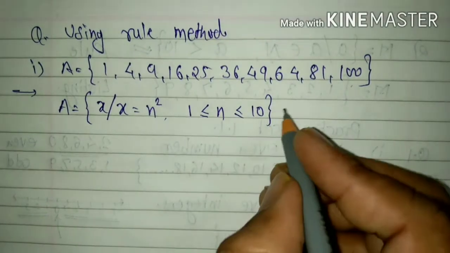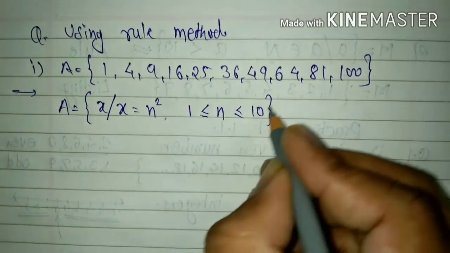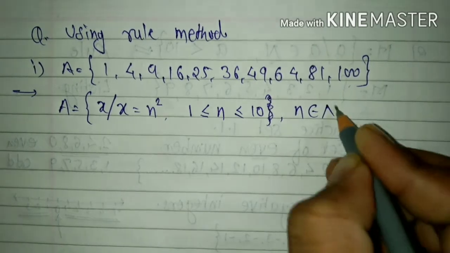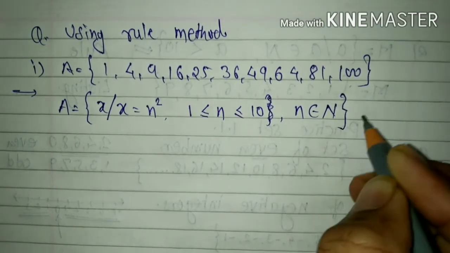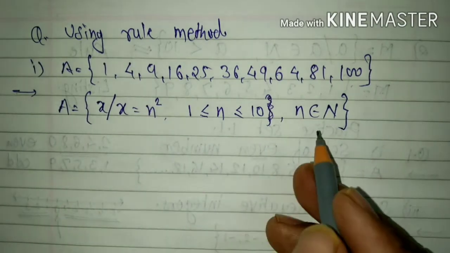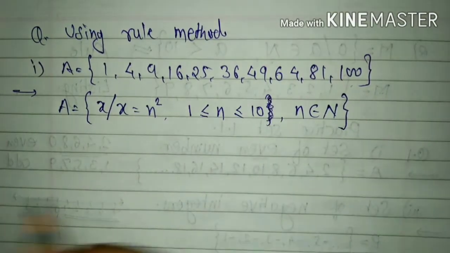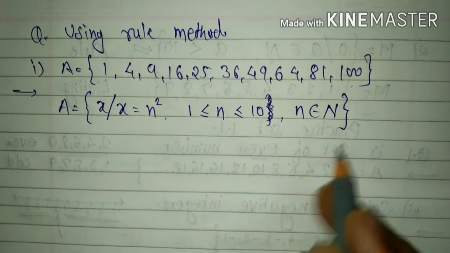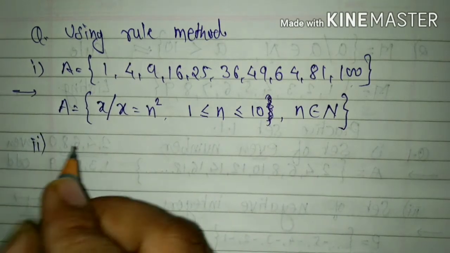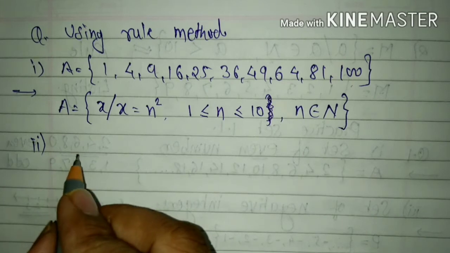Okay, and one more thing is there, n belongs to natural number, because if we take real numbers, then points between 1 to 10 would also come in, so n belongs to natural number. So this is the formula method or the rule method. Let us see one more example.